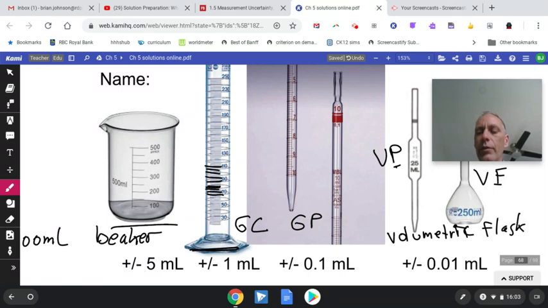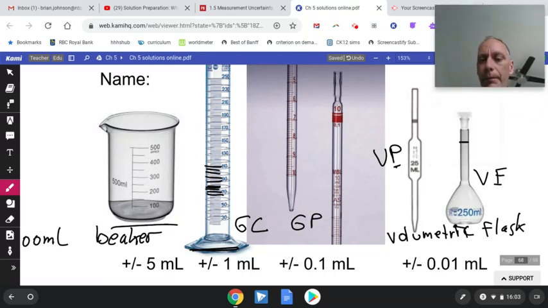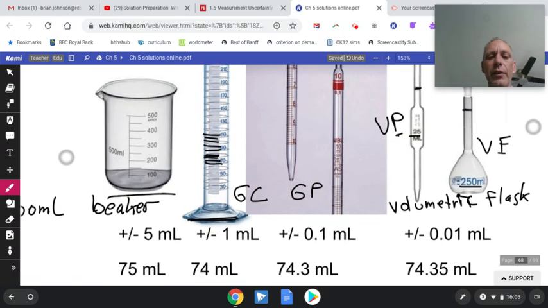So these tools are specialized. They are only used to measure one volume. They have a mark on them for only one volume. This one measures 250 mL. This one measures 25 mL. That's it, nothing else. Okay, now let's take a look at the level of accuracy of these things.